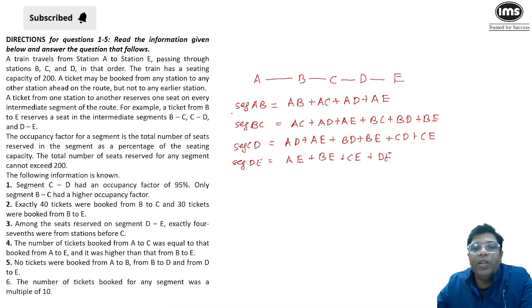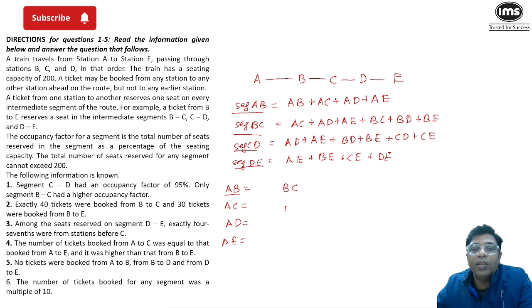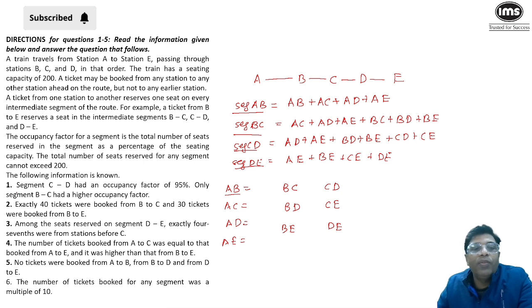So in this way, I know in which segment what kind of people are reserving their seats. Similarly, you can write the different numbers of tickets. The people who have booked their tickets between stations A and B, I'll write AB. Similarly AC, AD, and AE. I will try to find the values from whatever information has been given. BC, BD, and BE. CD, CE, and last DE. So there are 10 different tickets that can be booked. Okay, so now let's read the further information.